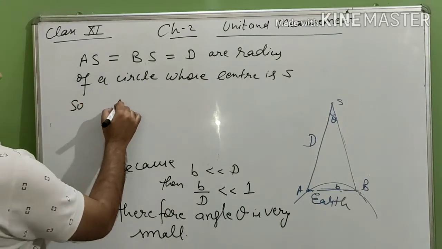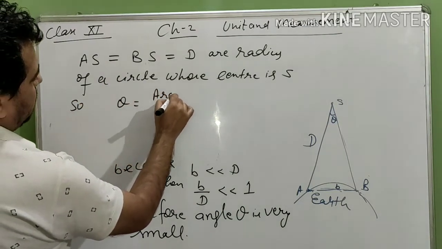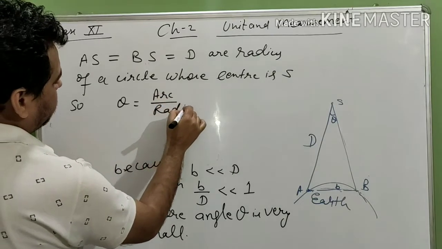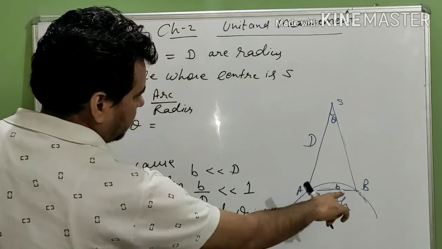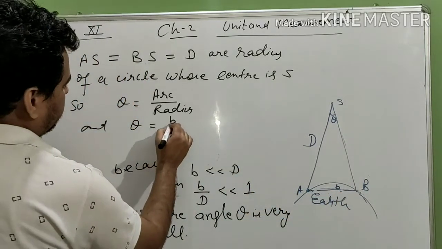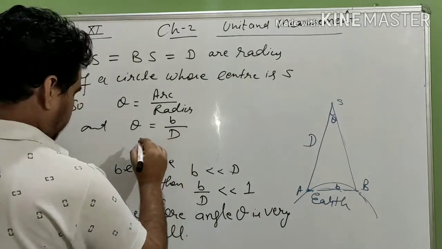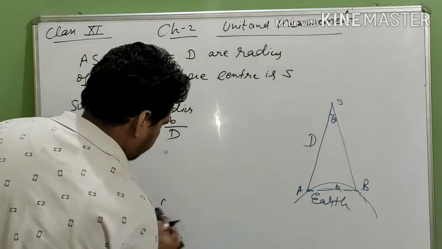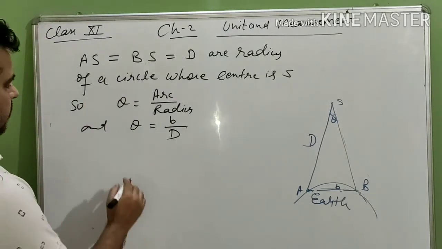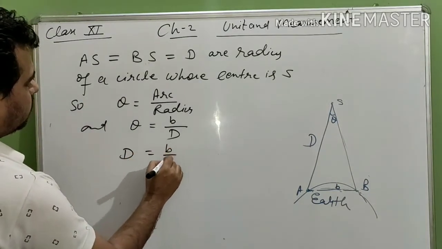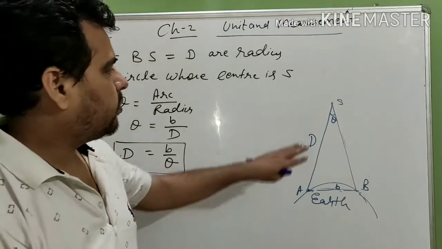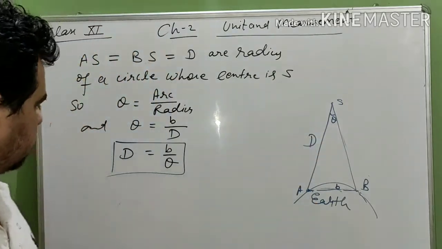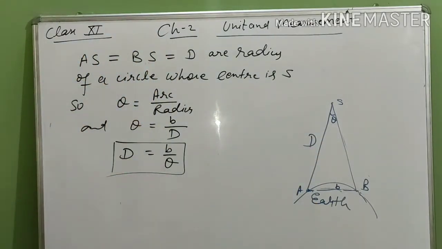So theta is equal to arc upon radius, and arc is b and radius is D, so theta equals b upon D, and D is equal to b upon theta. Actually, we have to find out the distance of a planet from the Earth. So with the help of this method, we can find the distance of a planet from the Earth.